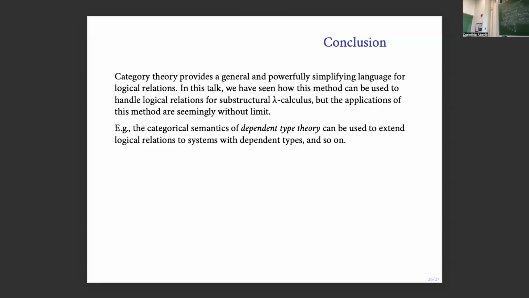For one thing, if you run this whole same story through, but now with the categorical semantics of dependent type theory, you can get logical relations for MLTT, Martin-Löf type theory, and lots of other things like that. But here are some questions that I've been thinking about, and I want to throw to the audience in case you want to talk about any of these further.